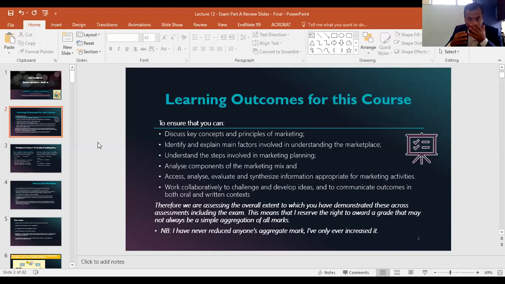Therefore we are assessing the overall extent to which you have demonstrated these across the assessment, including the exams. This means that I reserve the right to award a grade for those who have done well. Keeping that in mind, do you feel comfortable understanding the key concepts, the principles, the key components, and the different steps around marketing, marketing processes and buying decision making? We try to cover most of the ideas around this, which were supposed to be the learning outcomes from this course.